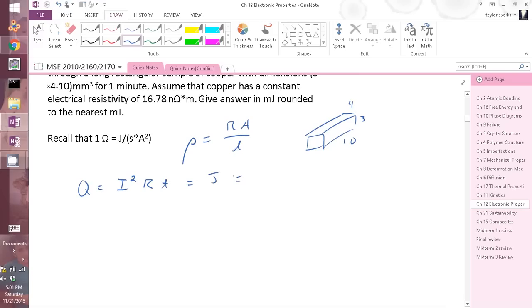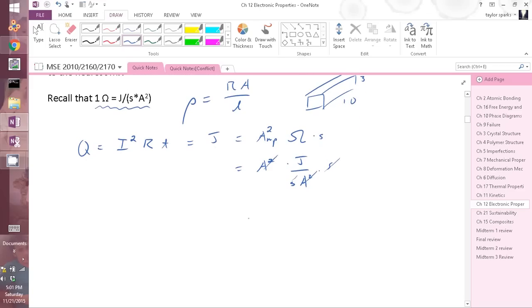We know that an ampere, so we start out with A squared, ampere squared. We're going to multiply that by ohms times seconds. And then we just need to remember that an ohm, right here, is equal to a joule per second per amp squared. So we've got A squared, then this is going to be times joule per second per A squared, times seconds. Everything cancels out except for joule. So it should give us energy, or heat.